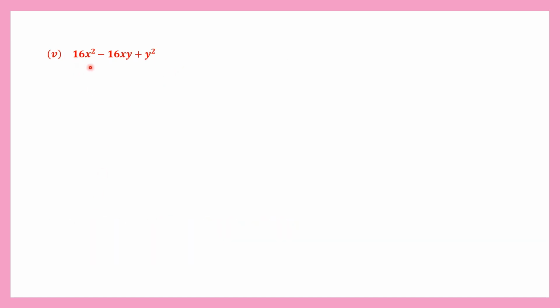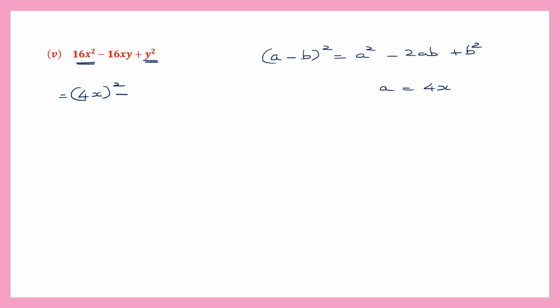Question 5, we have 16x square minus 16xy plus y square. Let's see whether we can get this trinomial as a minus b the whole square, which is a square minus 2ab plus b square. So here what do we have? 16x square. What is the square root of 16? It's 4 and we have x. So this we can write as 4x square. That means a is equal to 4x. Then let's write minus and go to the last one, plus y square. We can write that as y square. That means b is equal to y.